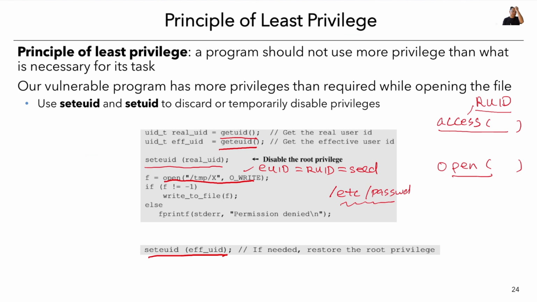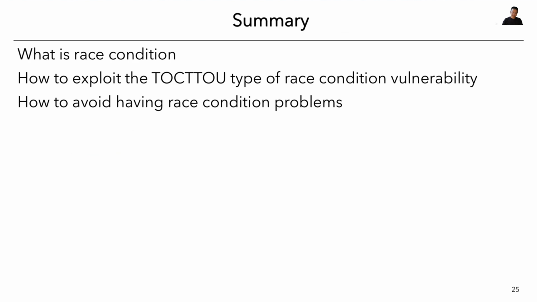The principle of least privilege basically means that a program should only have the minimum privilege for its function. It should not use more privilege than necessary for its task. This is extremely important in Set-UID programs, so try to lower the privilege whenever possible. Okay, this ends lecture 4.